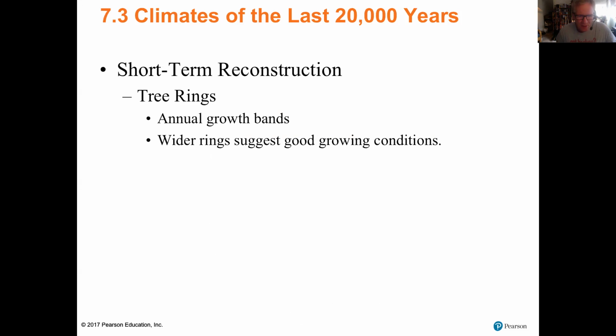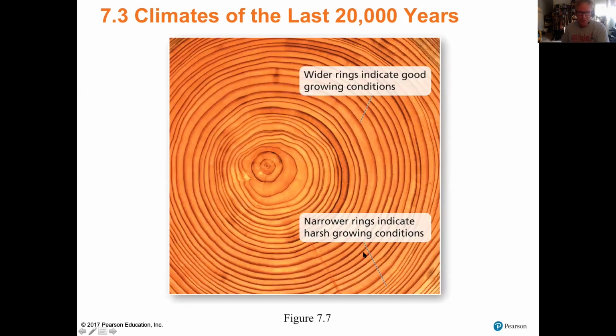Another fairly easy way to do this that we can do today, even just in labs, is tree rings, the annual growth bands found in trees. The wider the rings, the better the growing conditions were. Here's an example, a core sample. Notice where the rings are wider, that means the growing conditions were good. That usually means the weather was good and there was plenty of moisture. Where it's narrower, the conditions were harsher. It might have been a drought or very, very cold temperatures. That gives you some idea. And each ring is basically a year.